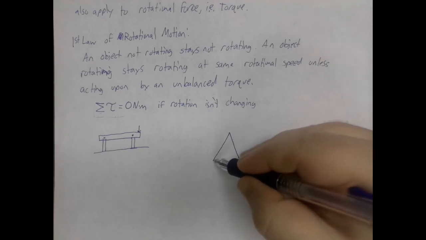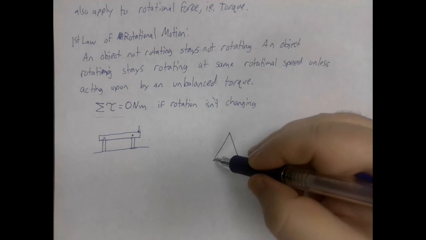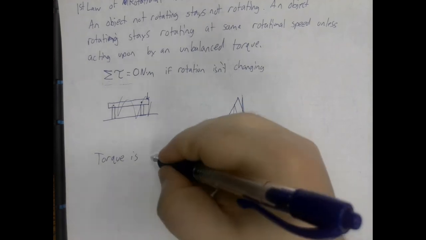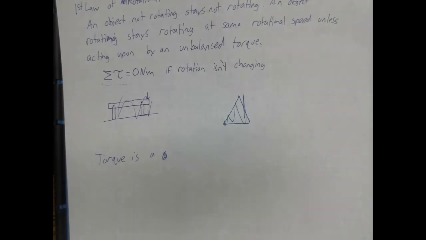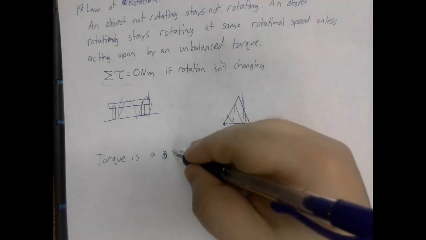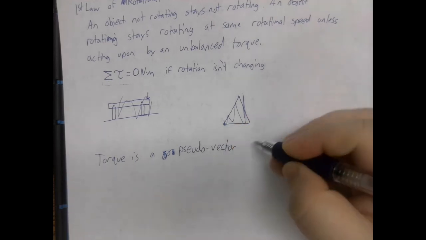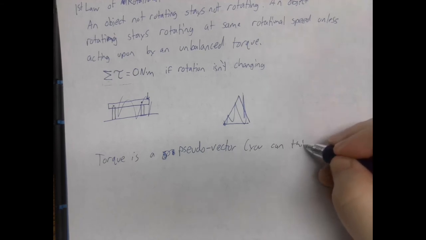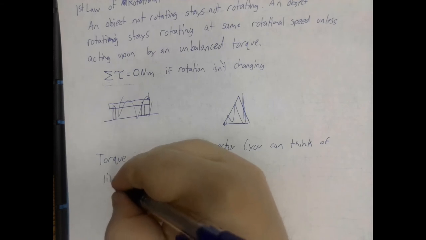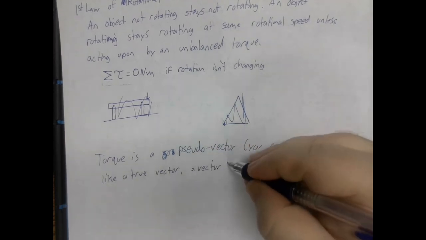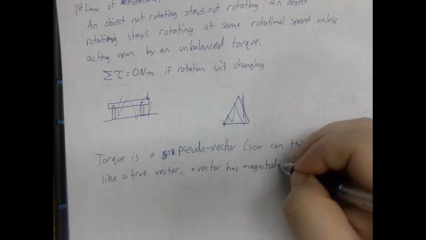So let's, I keep getting ahead of myself. So torque, torque is a pseudo vector. For the purposes of this class, it's a vector. It's a pseudo vector. You can think of it like a true vector. A vector has magnitude and direction.